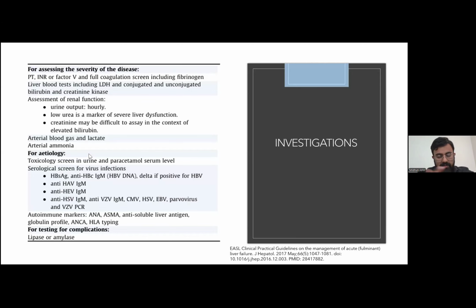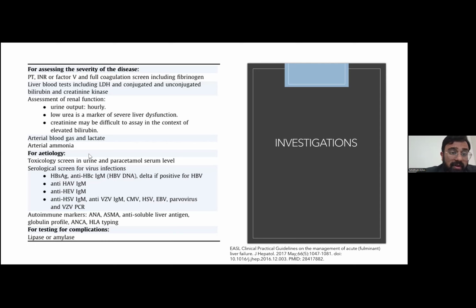The next section in the guidelines is the investigations. In seeing these patients and assessing their severity, we look at a multitude of investigations ranging from bloods to imaging. To mention a few, our PT, INR, factor 5 and coagulation screen are all very important, along with our basic liver blood tests, our normal blood tests that we would do as usual.